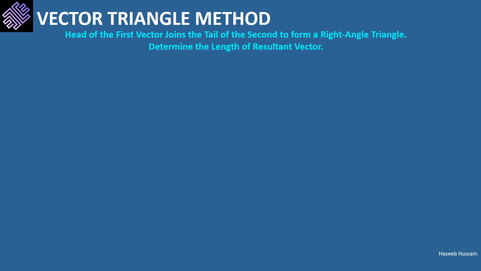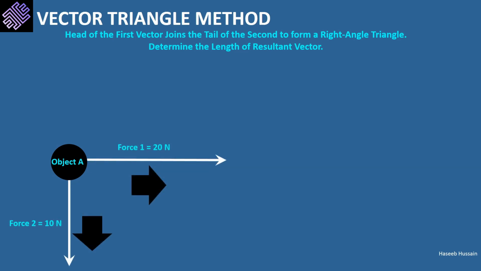In vector triangle method, you create a right angle triangle by joining the two vectors. The hypotenuse or the largest length represents the resultant of the two vectors. In this case, two forces 20 Newton and 10 Newton act on an object due east and south. Let's add them using vector triangle method. We do this by joining the head of the first vector with the tail of the second vector.